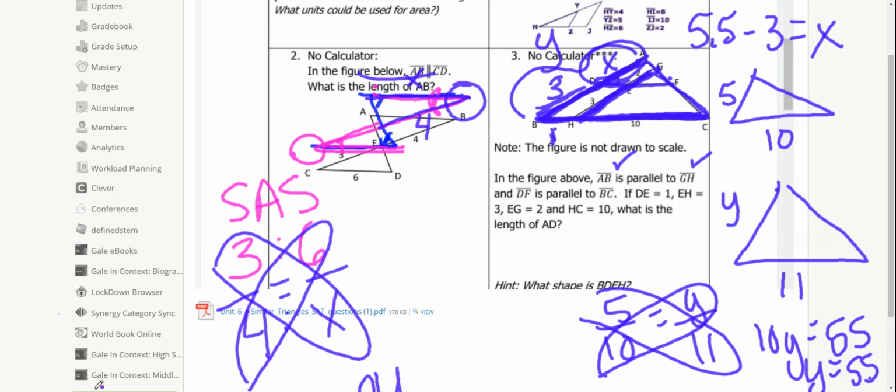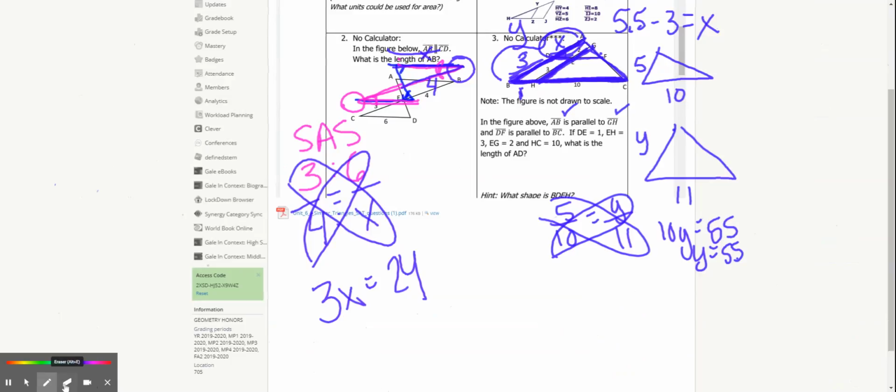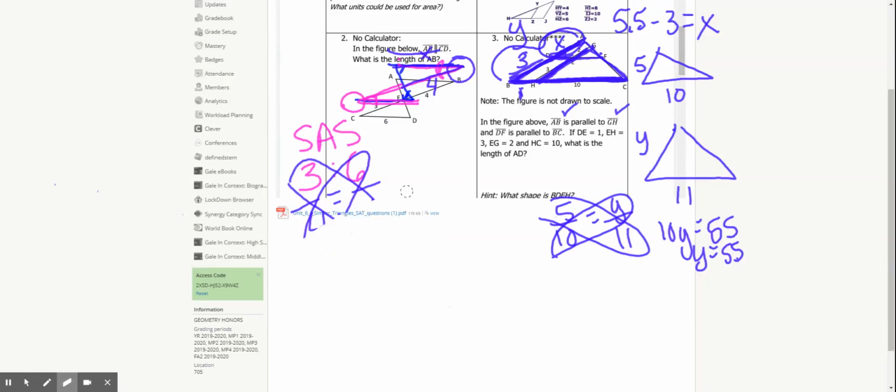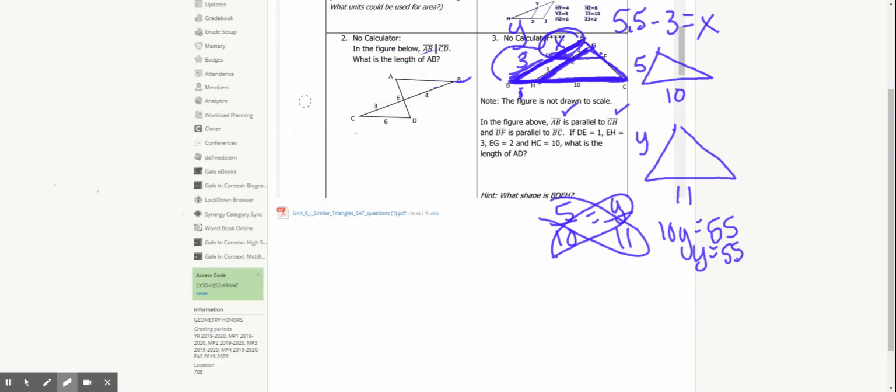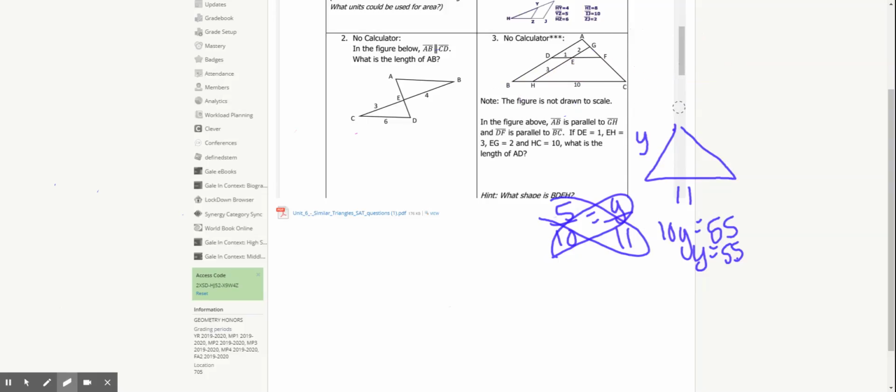All right, let's find my eraser again. I feel like you're fast forwarding through these parts. Wish I could make this go faster.